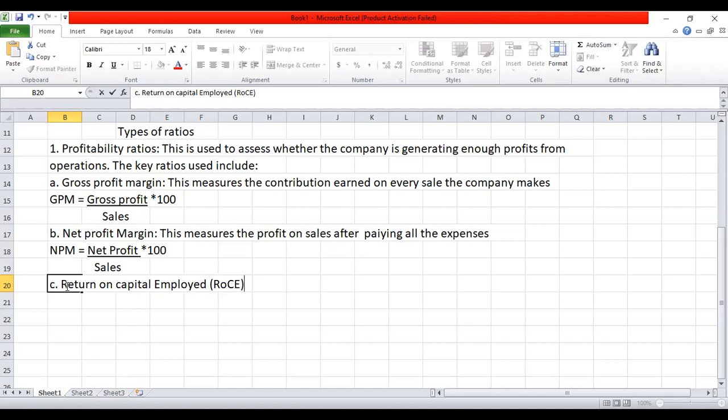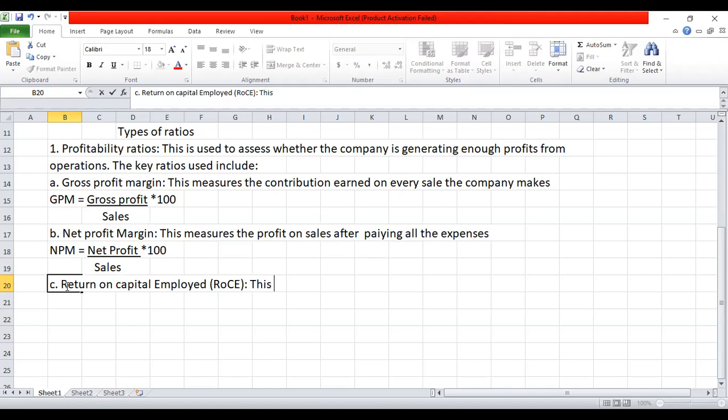Return on capital employed is used to assess the borrowing capacity of the entity. What you are looking at is whether the profit earned from your operation can pay the borrowing costs. Do you generate enough profit from your operation to pay the borrowing cost or the cost of capital?